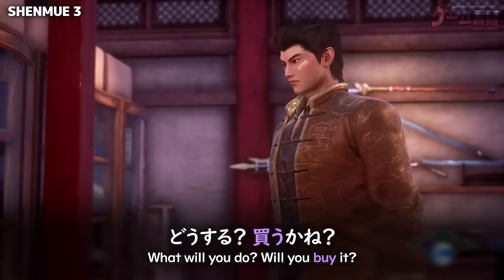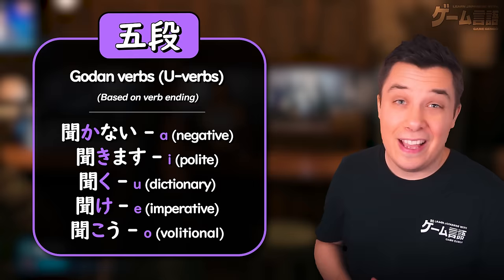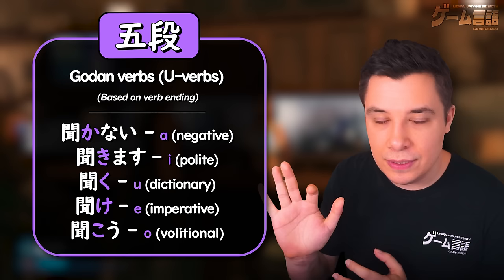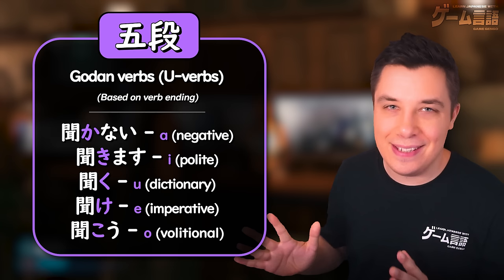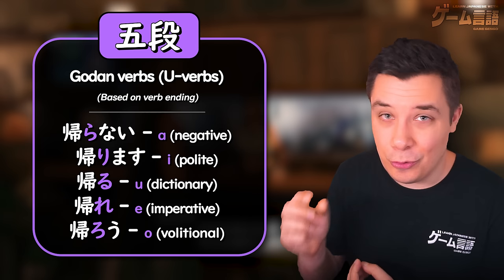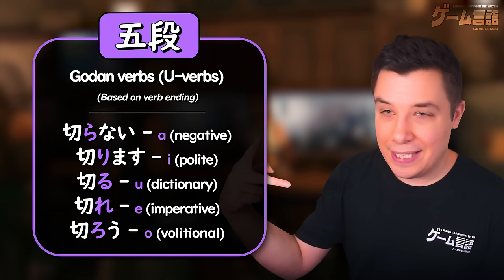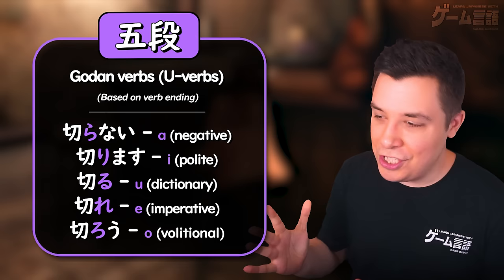kaimasu. And so to turn a godan into the polite form, it all depends on the final sound, and then you just turn that into an i sound and then add masu at the end. So no matter what sound the verb ends in, for example, ru, kaeru, that would be kaerimasu. The ru turns into ri. Same thing with kiru. Kiru would be kirimasu. Ri. Every single godan verb to turn into polite, just change that final sound into an i sound and then add masu and you have the polite form.